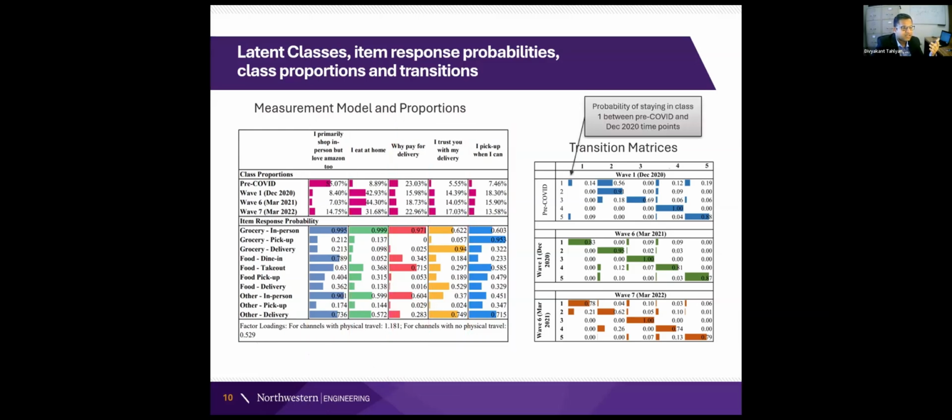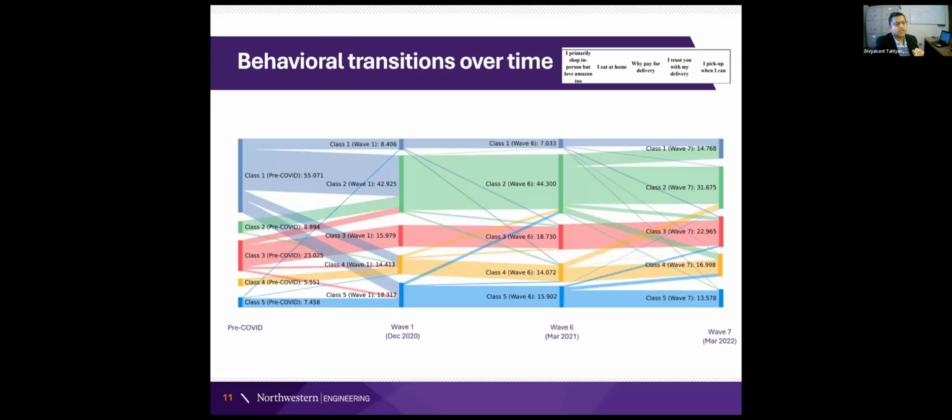I guess I did have some animations that I didn't show, but we combined the results from the two figures into this Sankey plot, and you can see 5 different classes at 4 different time points, and you can see what percentage of people are moving from what class to another class, and so on and so forth. Class 1, which was primarily in person, did split significantly, where some people stayed the same, some people moved from there to not eating out, some people moved from there to going towards delivery, going towards pickup.